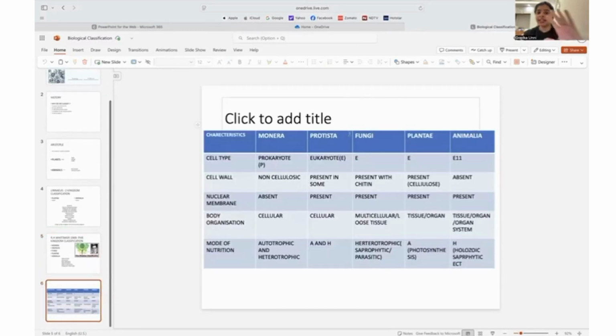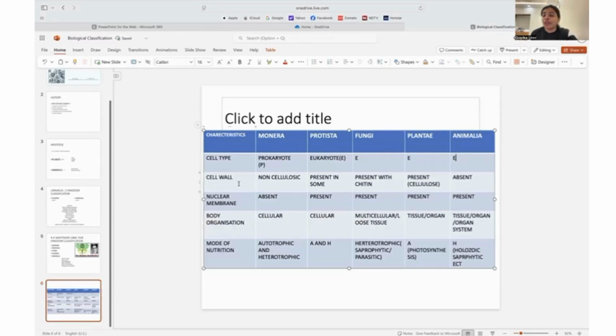Now, this is a basic table. We know these are kingdom Monera, Protista, Fungi, Plantae, and Animalia. They were classified on the basis of cell type: one cell type, one category. Monera was the only kingdom which has prokaryotic cells. So Monera were prokaryotes, and the rest were eukaryotes. Protista, Fungi, Plantae, and Animalia are all eukaryotes.